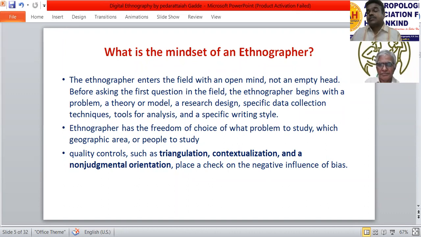He carries a non-judgmental attitude towards the people. He enters the field with an open mind, but not with an empty mind, an empty head. He carries with him in his head the different quality control tools and methods: triangulation, contextualization, and a non-judgmental orientation, placed to check on the negative influence of bias.